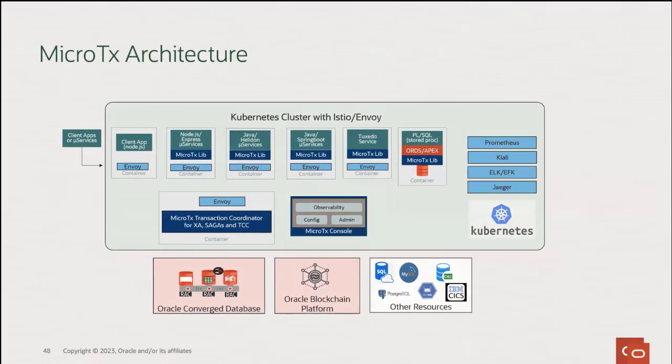This is the overall high-level architecture for MicroTx when deployed in a Kubernetes cluster with Istio or Envoy service mesh. As you can see here, you have the MicroTx coordinator running inside the cluster. And then there can be other microservices like a Node.js based microservice based on the Express framework, Java Helidon microservices, Spring Boot microservices, even a Tuxedo service, or a PL/SQL application running in an ORDS or Apex environment.